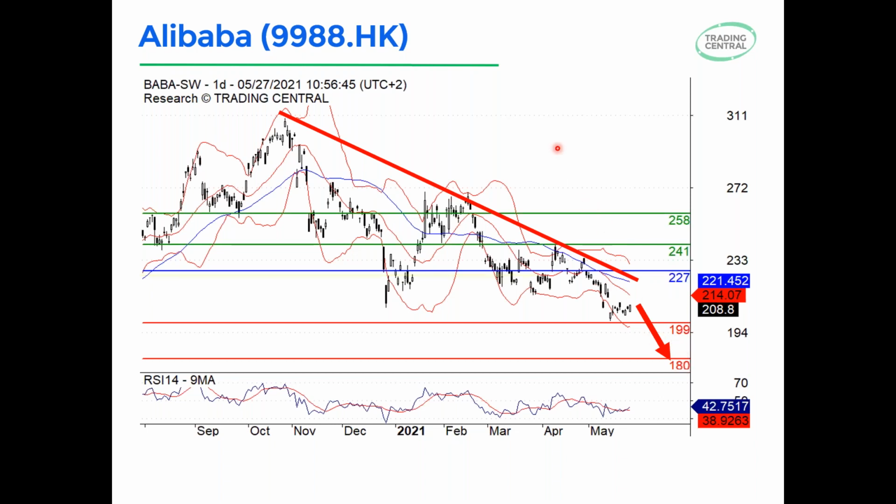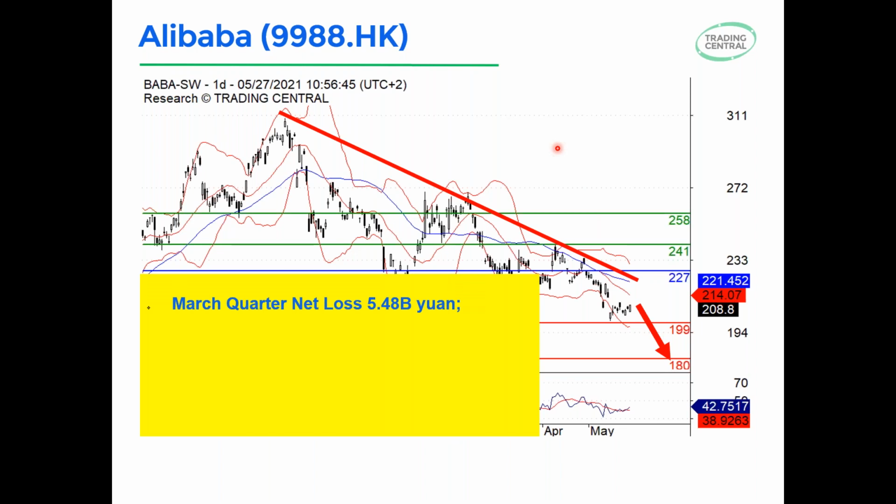What happened? In the March quarter, it reported a net loss of 5.5 billion yuan. It is the company's first quarterly loss, as far as I know. What happened? Because it had to pay an 18 billion yuan anti-monopoly fine in China.